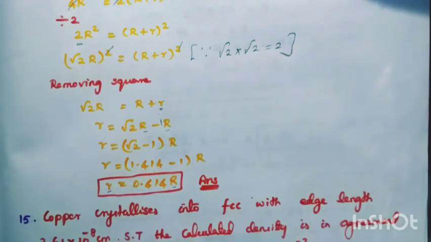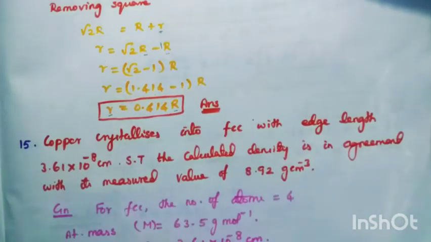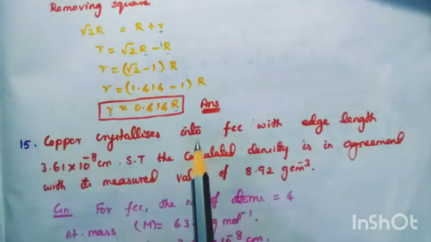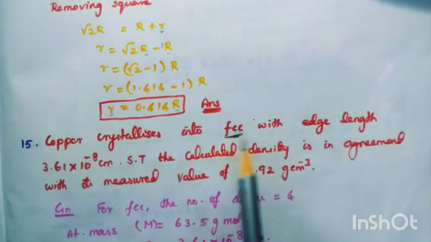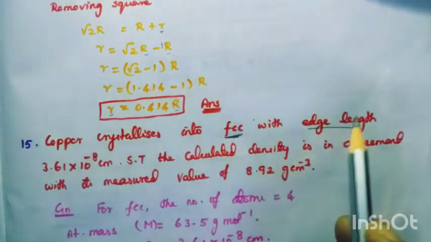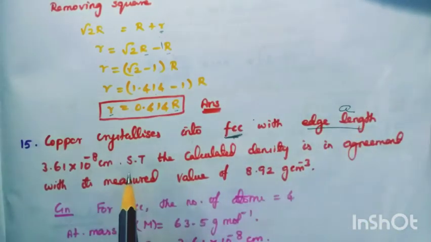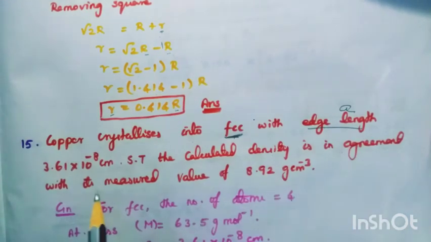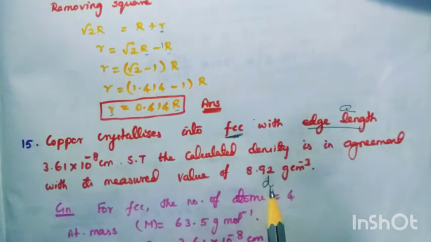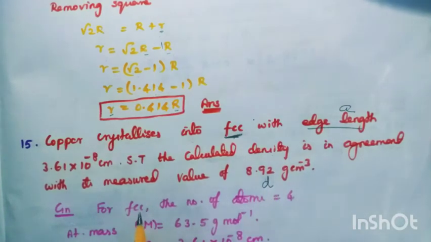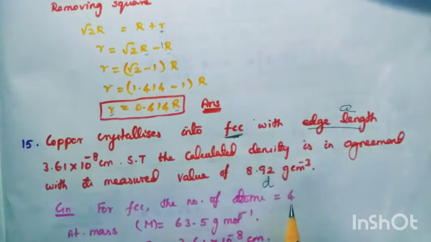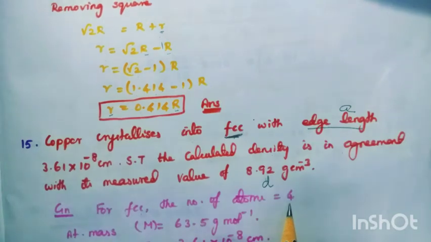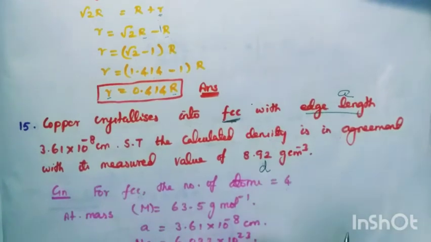Now, next the 15th problem. Copper crystallizes into FCC structure. Edge length is a. So that the calculated density is in agreement with its measured value, density d. For FCC, the number of atoms per unit cell is 4. We already found that the atoms are present at the corners as well as the faces, so 4 atoms are present.